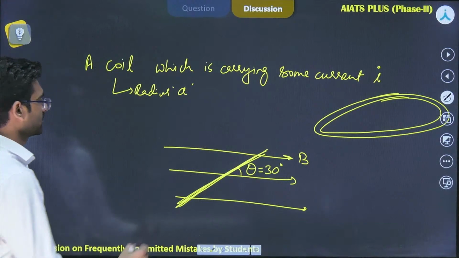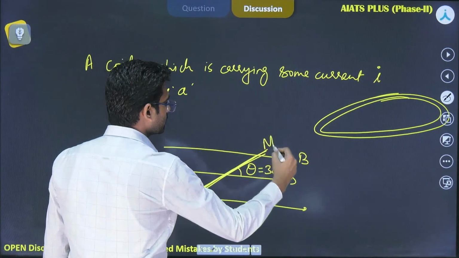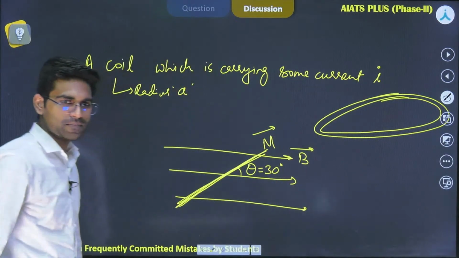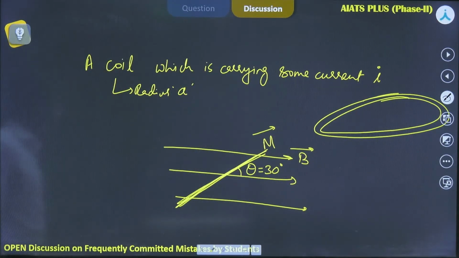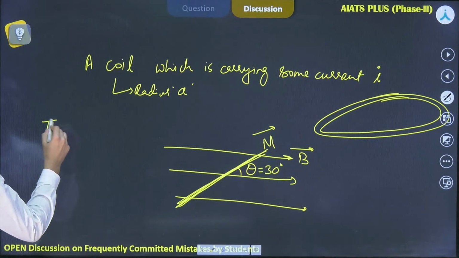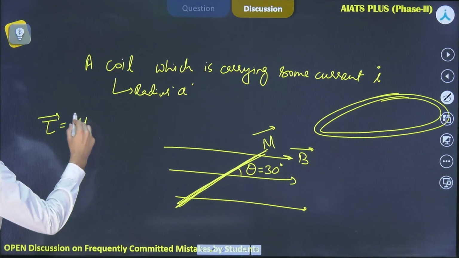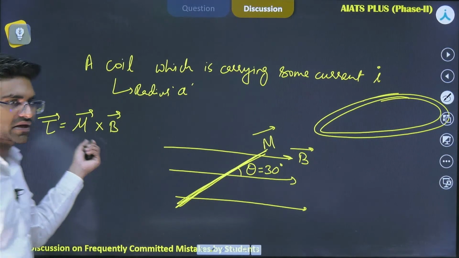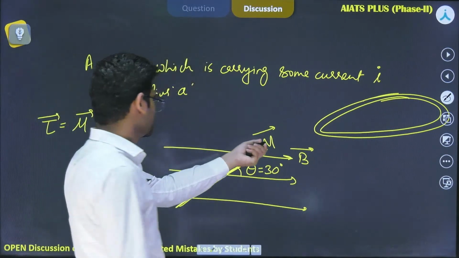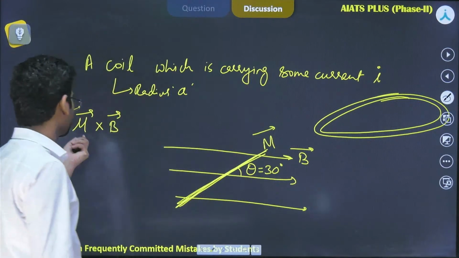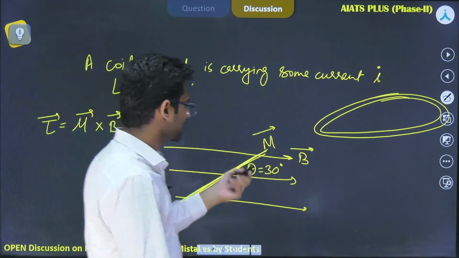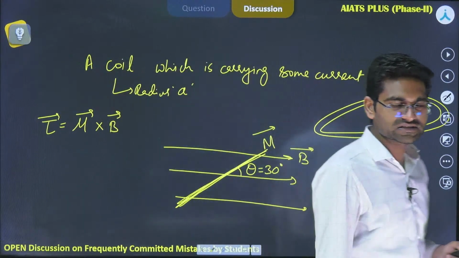The magnetic moment of this coil is M, and the magnetic field is B. Now we have to find the torque. So tau is equal to, again, mu cross B. The formula will remain the same, because we know that the magnetic moment of this coil would be some vector M. So the M vector, or mu vector, is here, and the magnetic field is B. The plane of the coil is making an angle theta equal to 30 degrees.